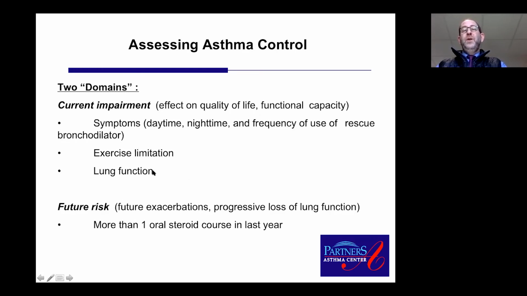But we also think about future risk. And this is about what's the risk for an exacerbation, a rapid deterioration in asthma control? And what about long-term loss of lung function? Is this going to cause people to lose lung capacity over time? Something we often think about is how much in the way of oral steroids do they need, prednisone and the like. Is it more than one course per year? That increases, that's reflective of a high future risk.